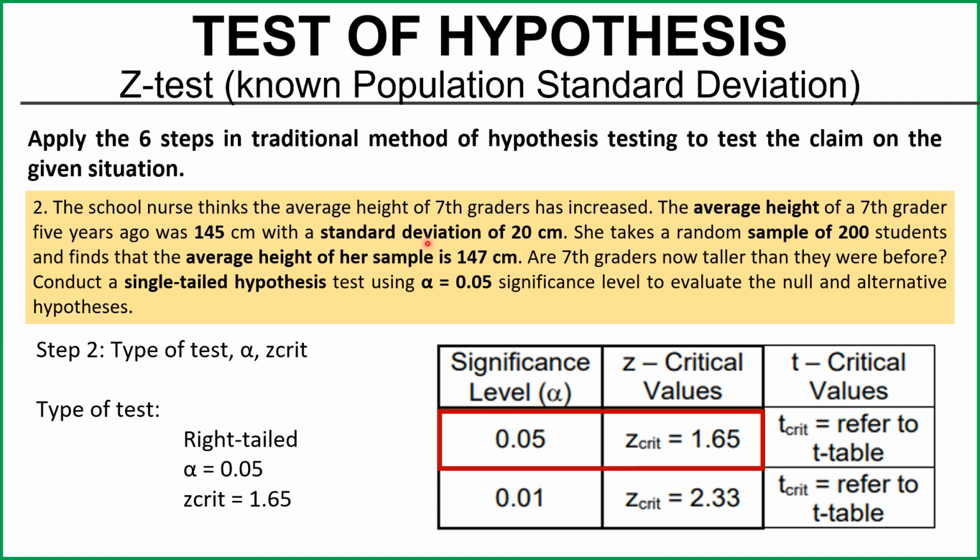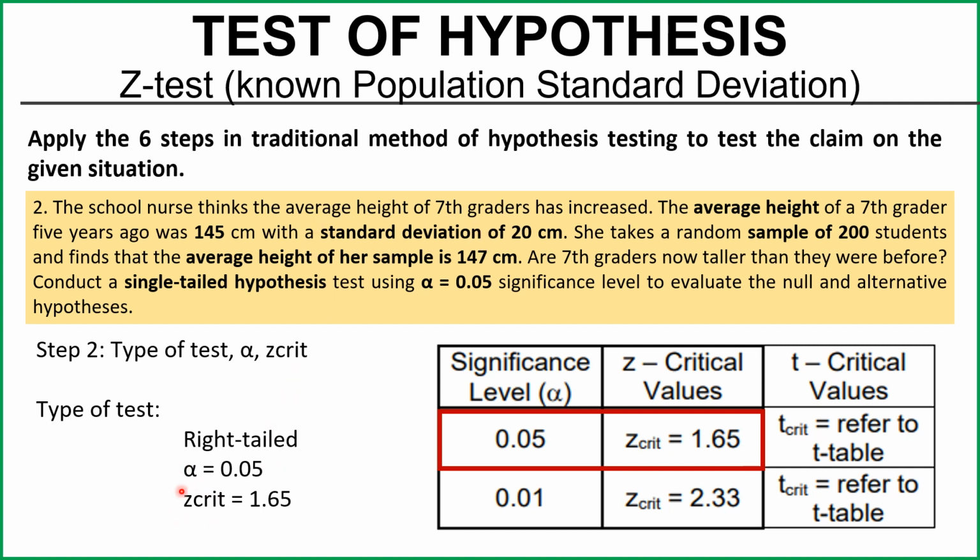So, tinitingnan nyo lang dyan kung saan nakapwesto yung standard deviation. If nakapwesto siya after ng population mean or hypothesized value, therefore, it is population standard deviation. If naman nakapwesto siya pagkatapos ng sample size or the sample mean, kapag dito siya sa likod ng 147 cm, dito nakasulat yung standard deviation of 20 cm, therefore, it is sample standard deviation, and we will use the t-critical values and t-test. Since here it is written before the sample mean, therefore, it is a population standard deviation. So, yun lang naman yung shortcut doon.